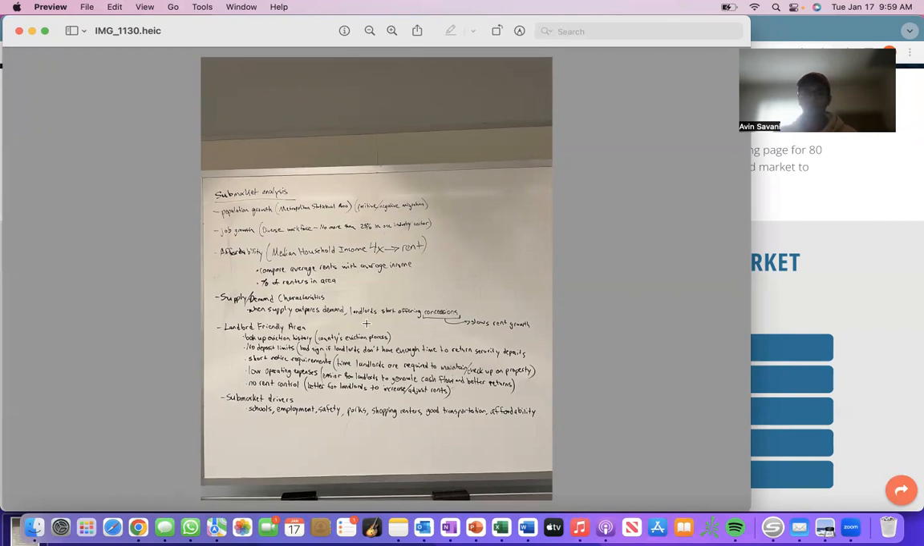So compare the average rents with the average income, and then also the percent of renters in the area. So seeing how many people afford single family homes or owner occupied homes, right? Compared to how many people are just renting. That's also a good indicator. And then supply demand characteristics. So when supply outpaces demand, landlords start offering concessions, which ultimately slows rent growth.